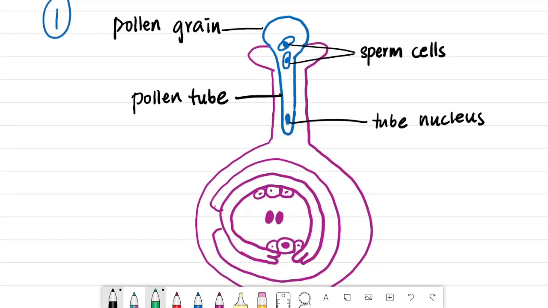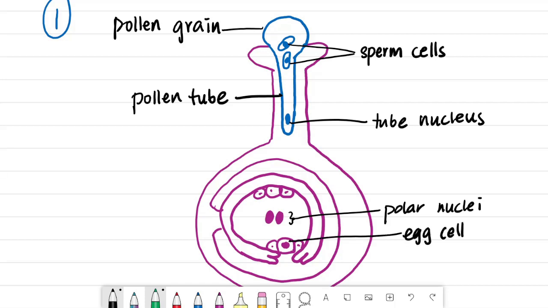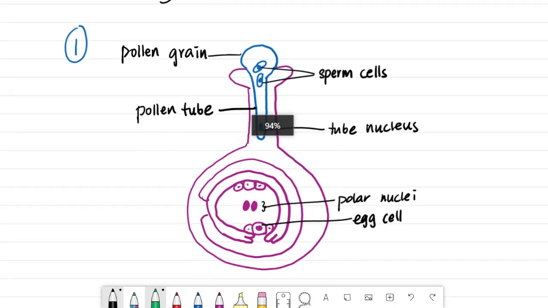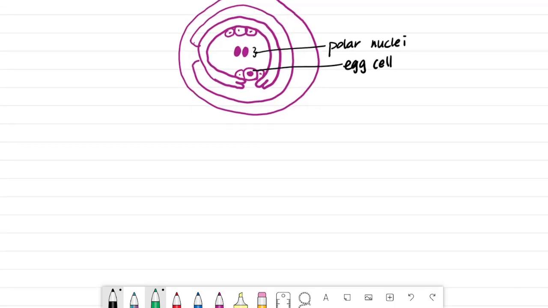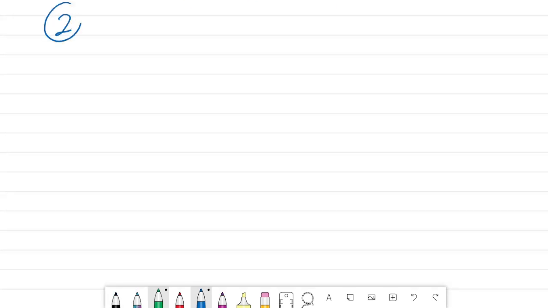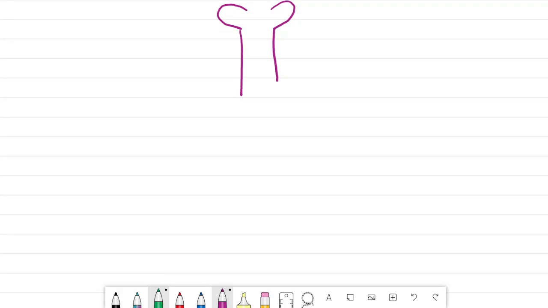And just so you don't forget, I would like to label down here as polar nuclei and egg cell. Remember, egg cell is the one in the middle. Okay, so this is the first drawing that you should have on your piece of paper. Now we are going to move on to the second drawing. So for the second drawing in double fertilization, I'm going to once again draw the carpel. So we're going to have the stigma here, the thick style to make it easier for us to draw.